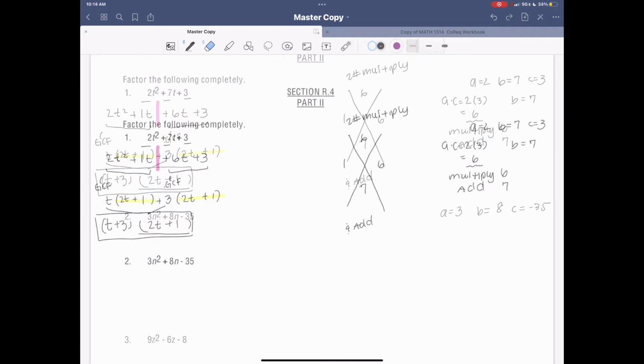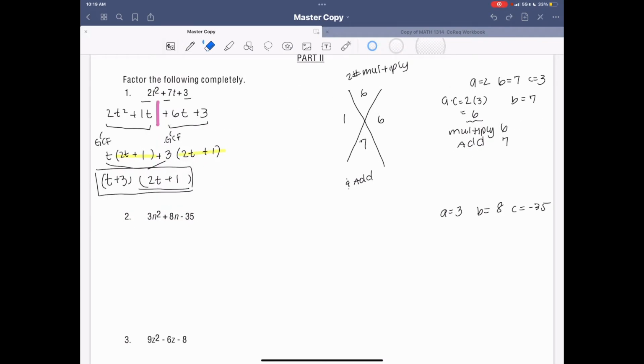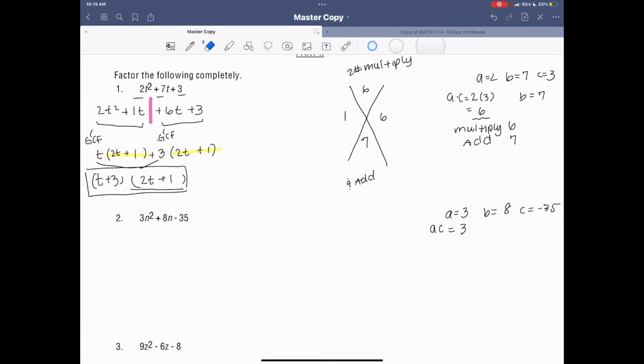I have A equals 3, B equals 6, and C equals negative 35. So A times C is going to be 3 times negative 35. That's going to equal negative 105. So I'm looking for two numbers that multiply to give me negative 105, but they also add to give me B, which is a positive 8. So let's go ahead and set up our graphic organizer.